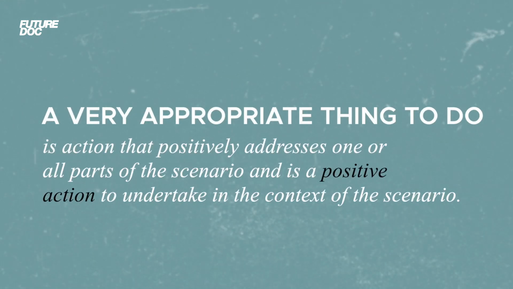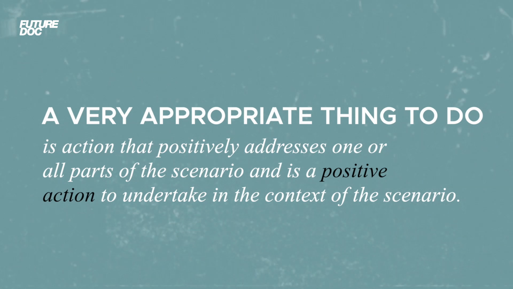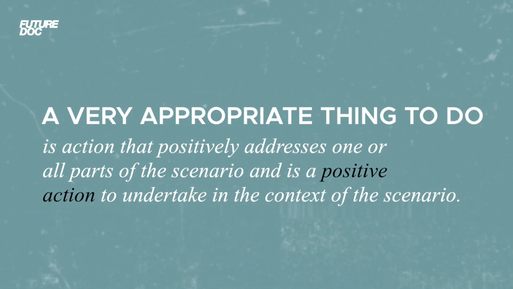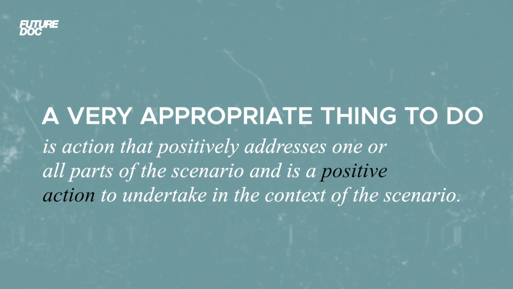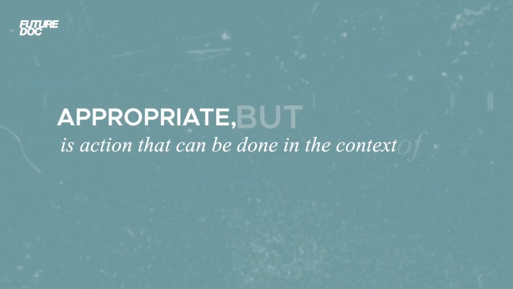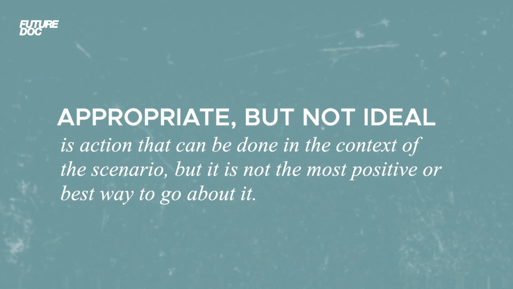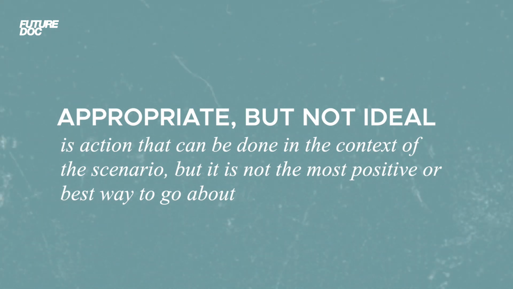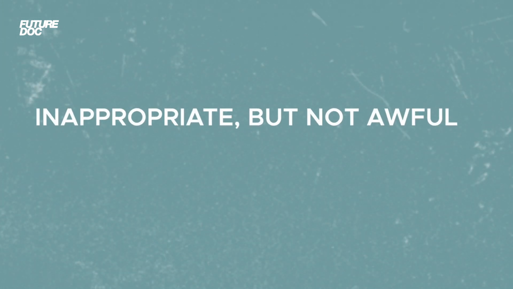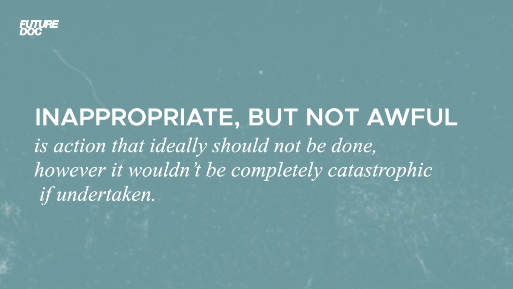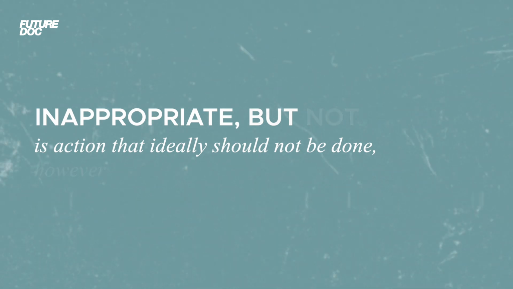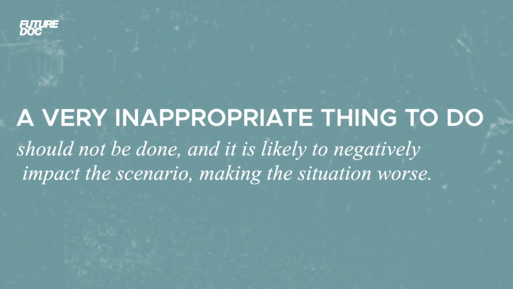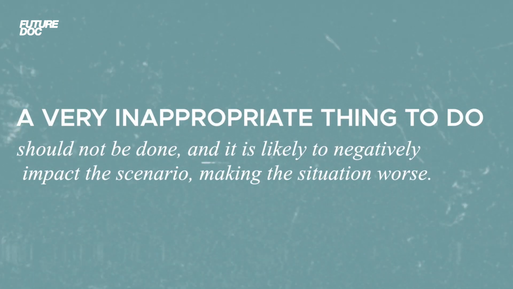So a very appropriate thing to do is that it addresses some of the issues that have arisen from the situation, and that is generally a positive action towards the context of what is going on in the scenario. Appropriate but not ideal is that it can be done given the scenario, but isn't the best way to go about it. Inappropriate but not awful is something that probably shouldn't necessarily be done, but isn't going to impact the situation negatively or make it worse. A very inappropriate thing to do is something that definitely shouldn't be done and is only going to worsen the scenario.